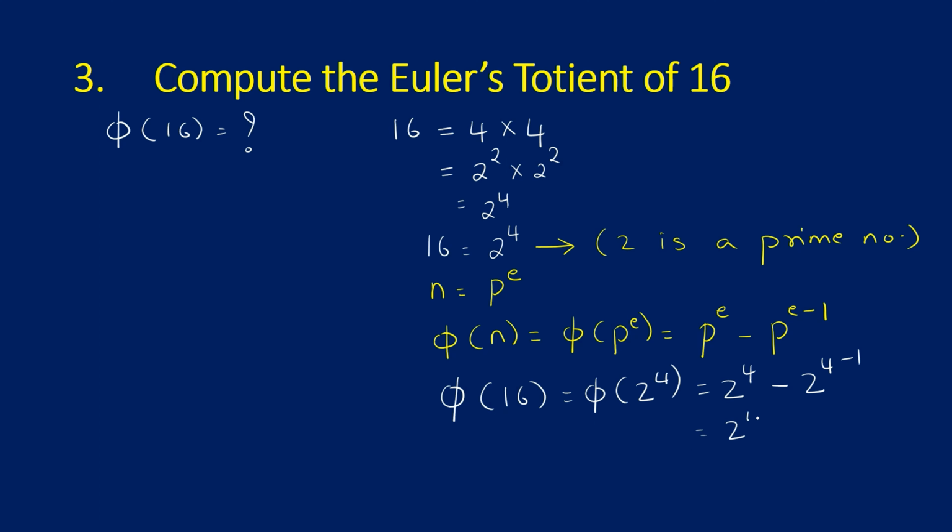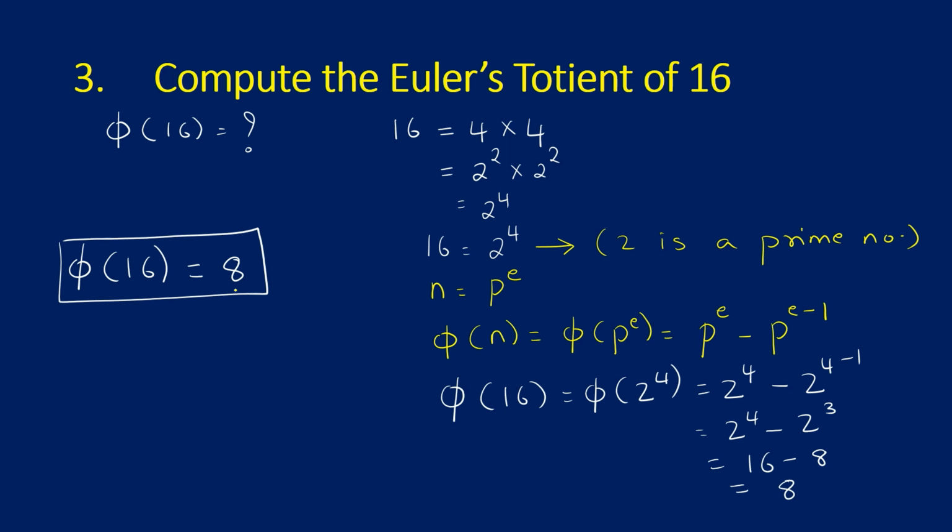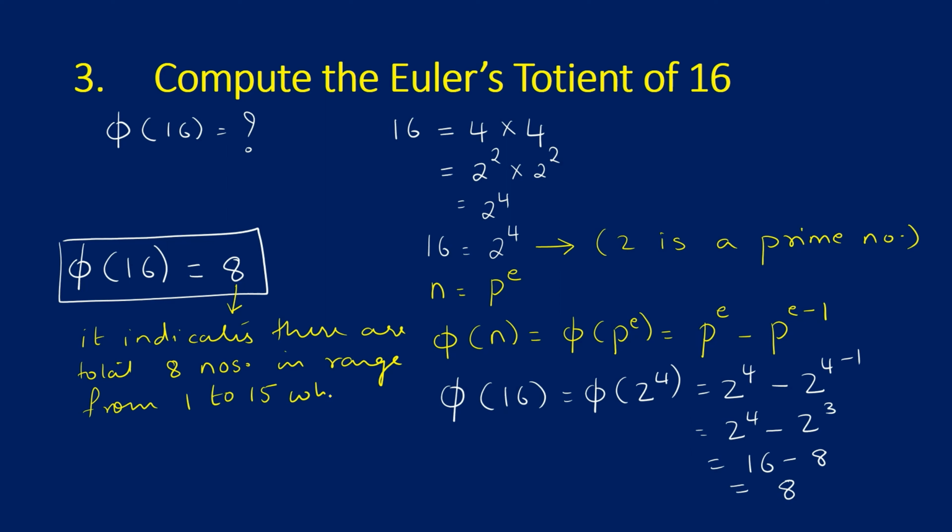So 2 raised to 4 minus what is 2 raised to 4 minus 1? 2 raised to 3. What is 2 raised to 4? 16. And what is 2 raised to the power of 3? 8. So 16 minus 8 is 8. So the Euler quotient of 16 is 8. And as I have told you, what is the meaning of this number? It indicates that there are total 8 numbers in range from 1 to 15 which are relatively prime to 16. What do you mean by relatively prime to 16?